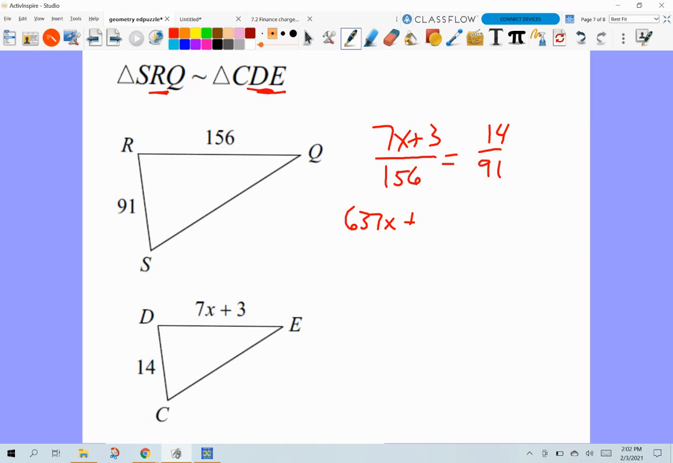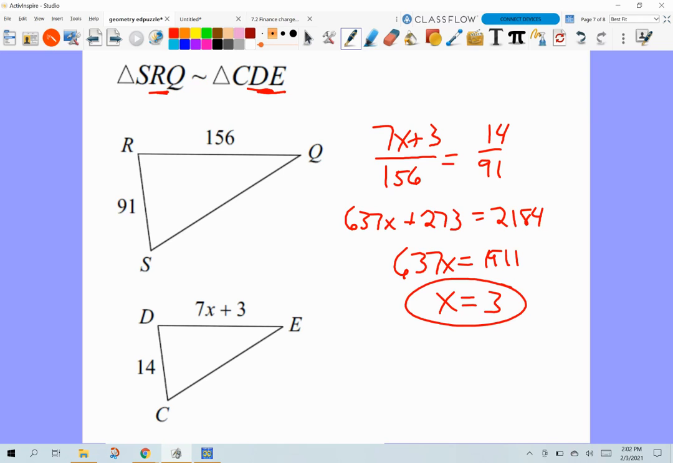637x when you distribute plus 273. 2184. Okay, all that for this small little answer here. X is 3. Okay, so if X is 3, find the length of DE. That's 24.